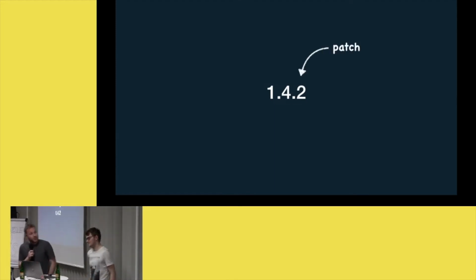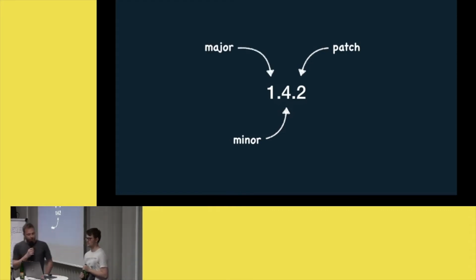So there is this patch version, and this patch version should increase when you roll out a fix, nothing more. Just some small changes that do not break the API. The minor version should be increased when you roll out a feature. So a new feature you introduce that does not break the API. And the major version should be increased when you do breaking changes.